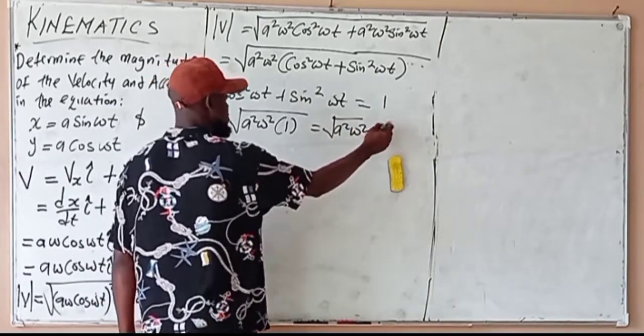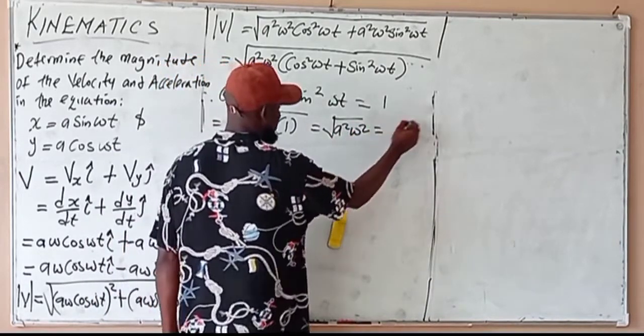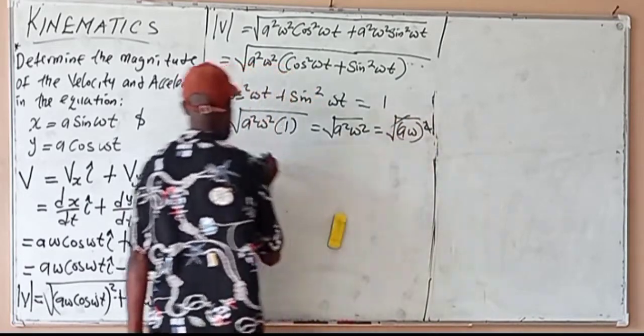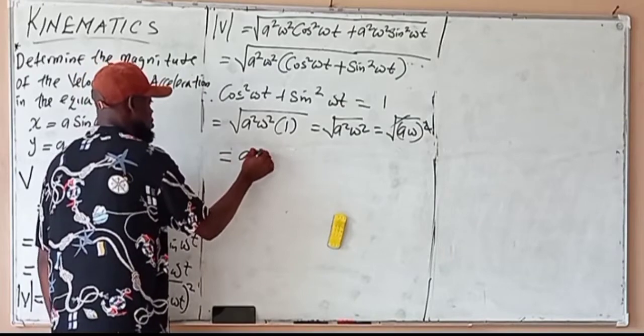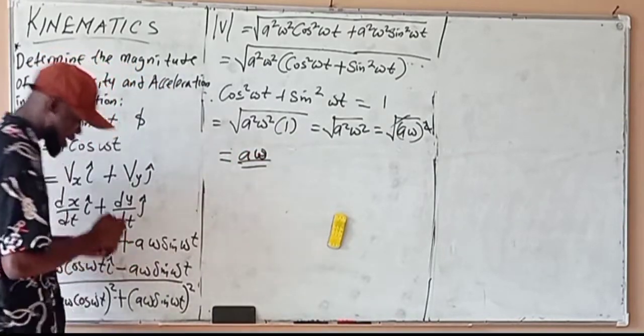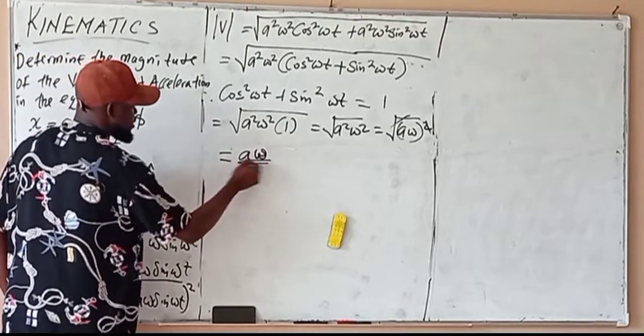So this square root, we cancel those squares. Something like this. You have AW, everything squared. This one will cancel this. So the velocity will be AW. That will be velocity, A times omega. That will be the magnitude of velocity.